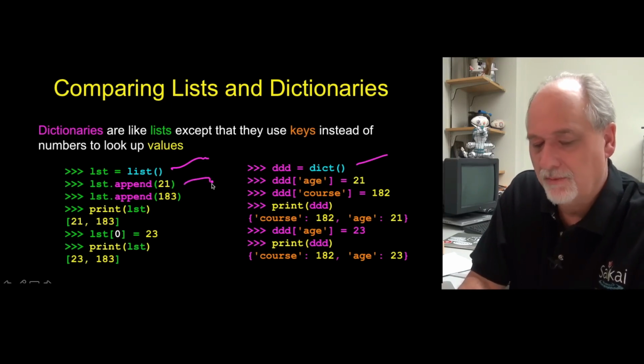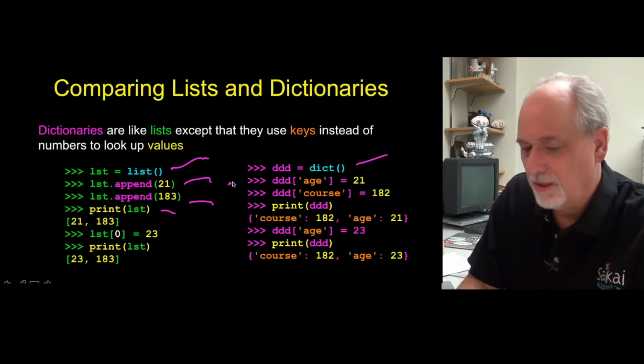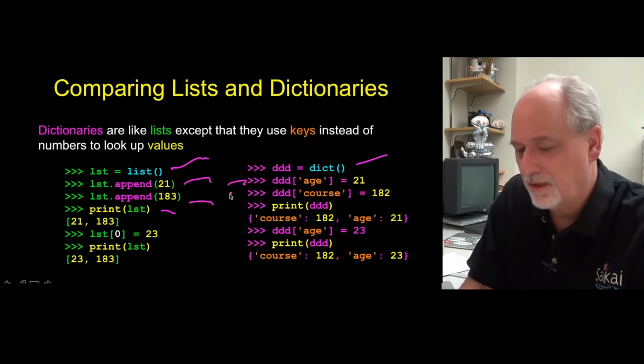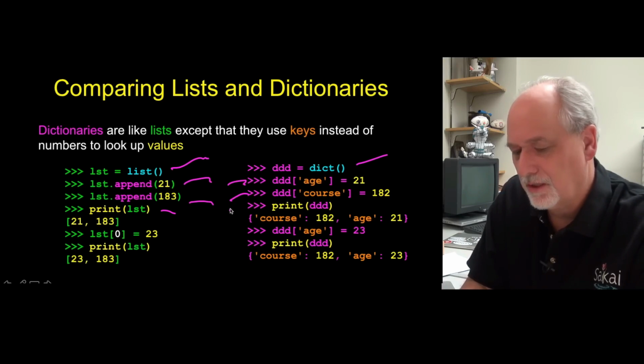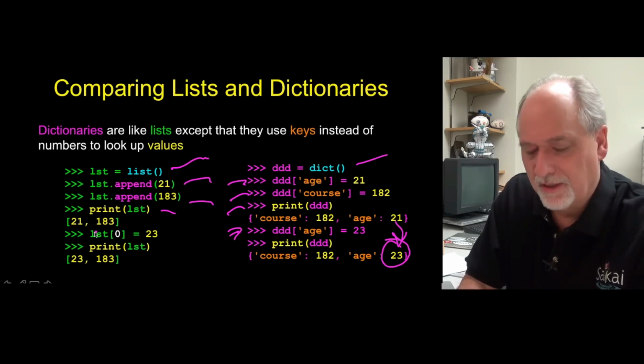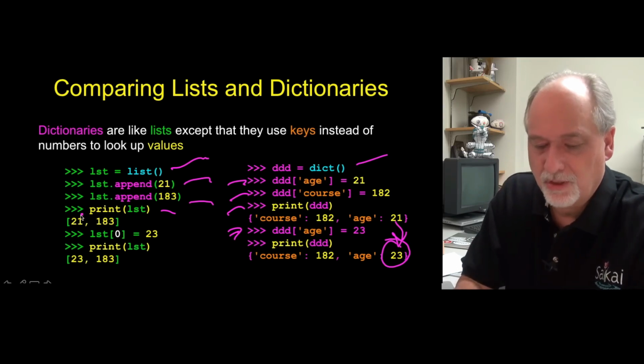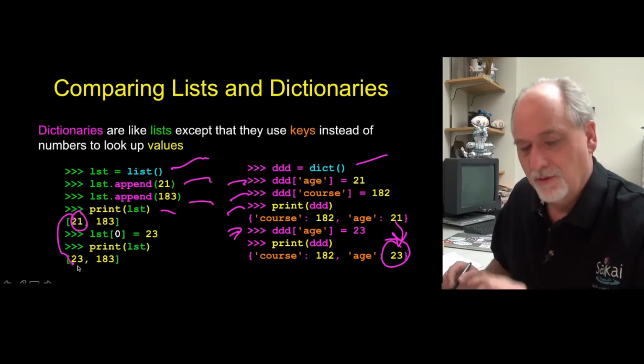We add 21 to the end, and we add 183 to the end, and we ask it and it says, oh, position 0 is 21 and position 1 is 183. We don't see the positions when we print it out because it's sort of implicit. Here we're going to mark 21 with age and stick it in, and mark 182 with course and stick it in, and then we're going to print it out, and there we got course and age mapped. And we can add a 23 and stick it back in age, and that overwrites. So the 21 becomes the 23. We can do the same thing in a list, except we say lists of 0, because in lists the indexing is position, and so this 21 becomes 23.